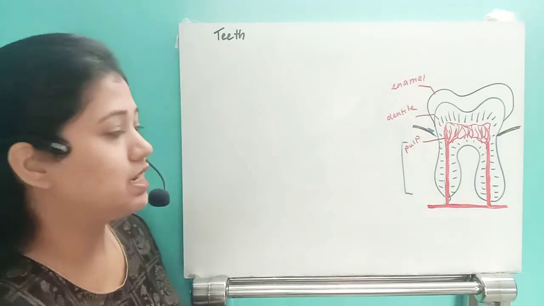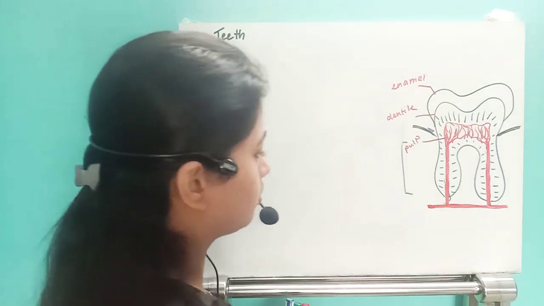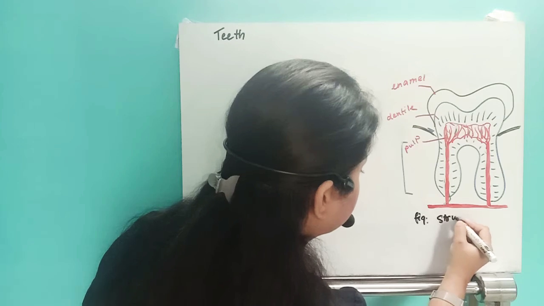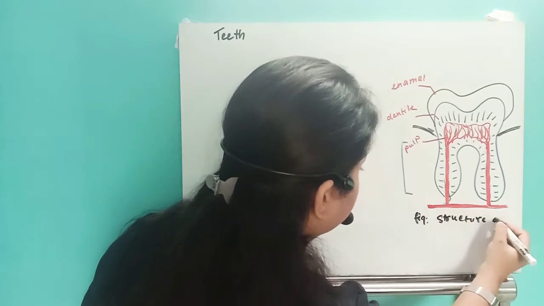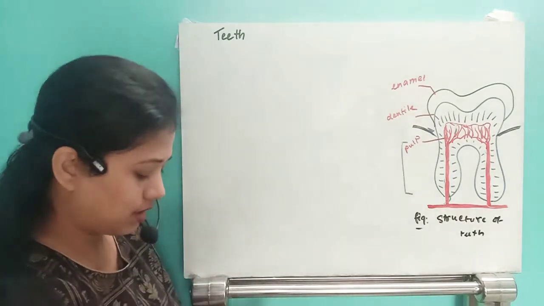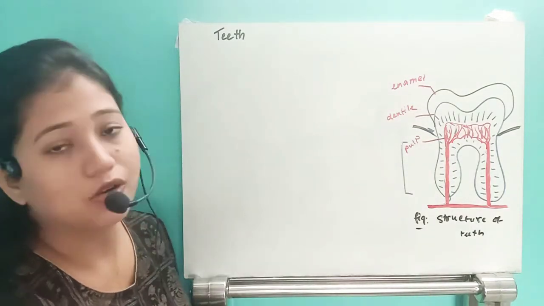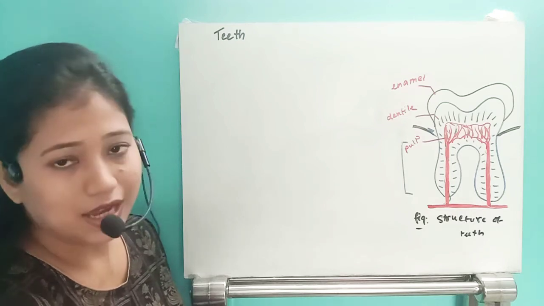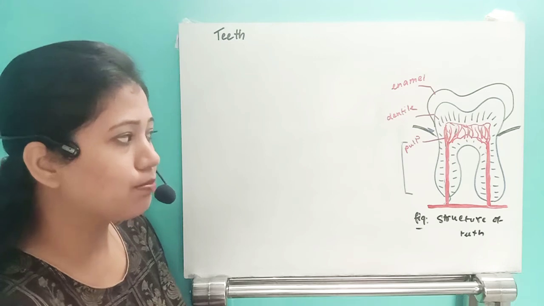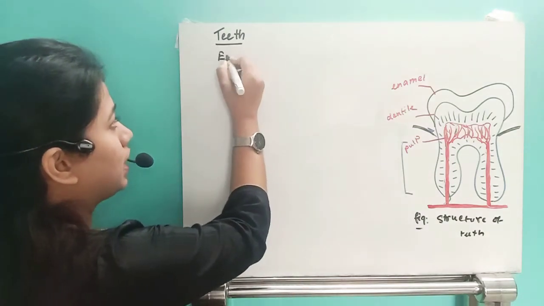After that, let us see the teeth. This is the structure of the teeth. So what is the figure? That is the structure of a tooth. Now let us see that this tooth has three parts, called the enamel, dentine and the pulp. So what are these enamel, dentine and pulp? First of all, we'll see the enamel.